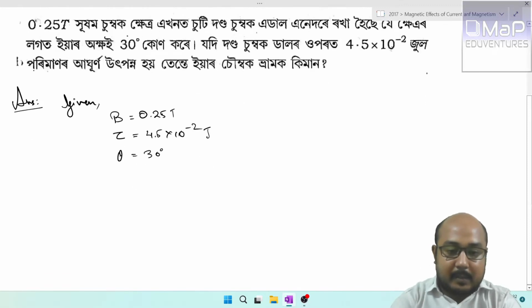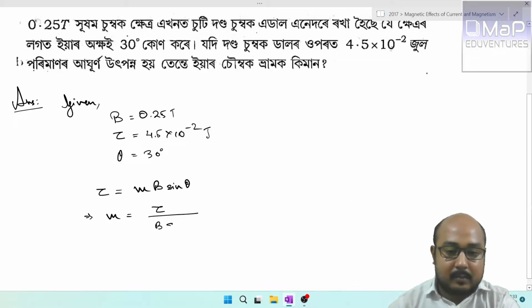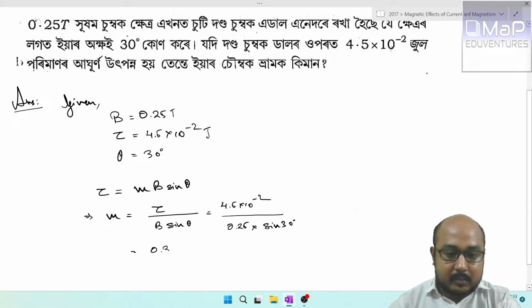Okay, so the expression for torque, if I take the magnitude, the magnitude of torque is equal to mB sin theta. Here we need to find m, the magnetic moment, so m is equal to tau by B sin theta. Simply putting the values, 4.5 into 10 to the power minus 2 divided by B, 0.25 into sin 30 degree. So sin 30 degree is equal to half, or 0.5. However you write the answer, on calculating we get approximately 0.36 ampere meter square.